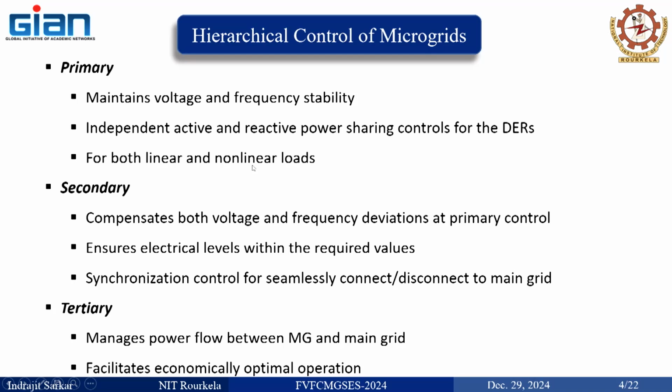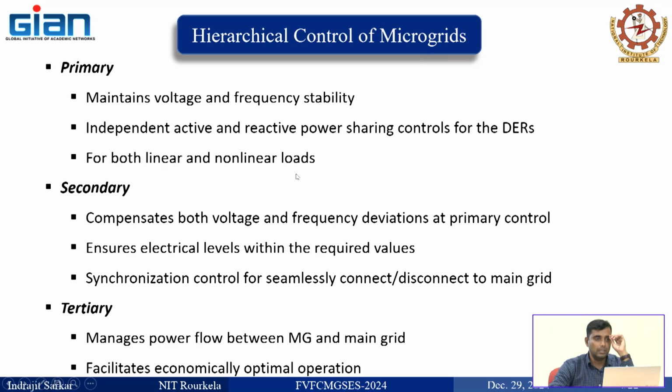Okay, so what is the role of the primary control layer? The role of the primary control layer is to maintain voltage and frequency stability. So whatever frequency you want, whatever voltage you want, it is going to maintain. Independent act. So these are two different things.